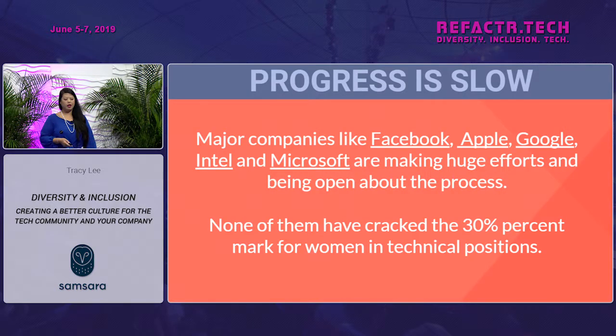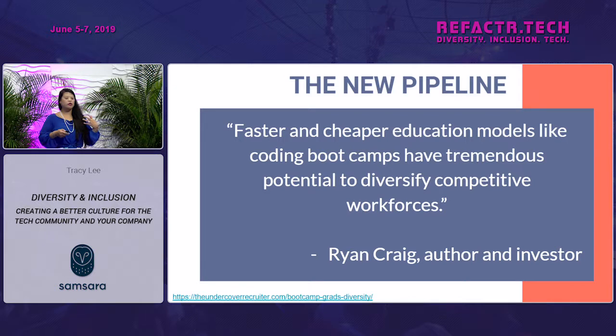So the other problem is that major companies, even though they are very focused and devoted to things like trying to be more open about the process, releasing their diversity numbers, tons of companies are starting to do this now, none of them have actually been able to crack that 30% mark for women in technical positions. But the great part, this guy, Ryan Craig, he said, and this is great, faster and cheaper education models like coding bootcamps have tremendous potential to diversify competitive workforces. And I think we've all seen that, right?